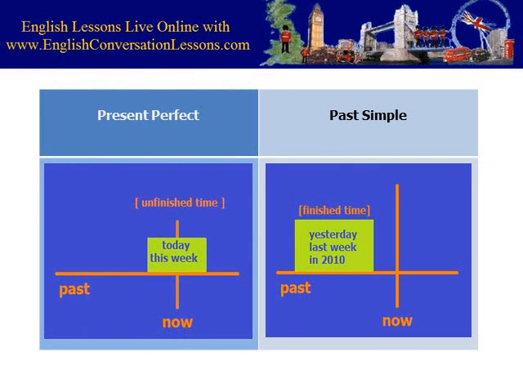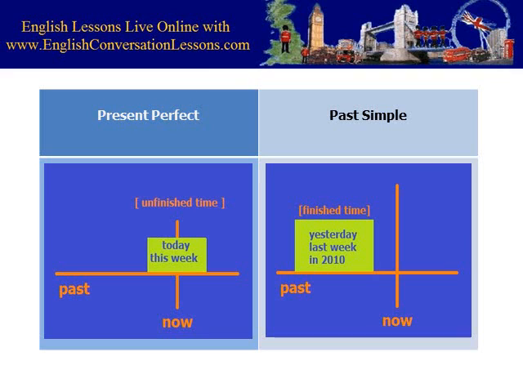Next, we will look at the time framework for each verb. So, on the left, you have the present perfect. You have the graph there, the past and the now, and then the words today and this week. Now this symbolizes an unfinished time. Today is still going on and this week is still going on too.